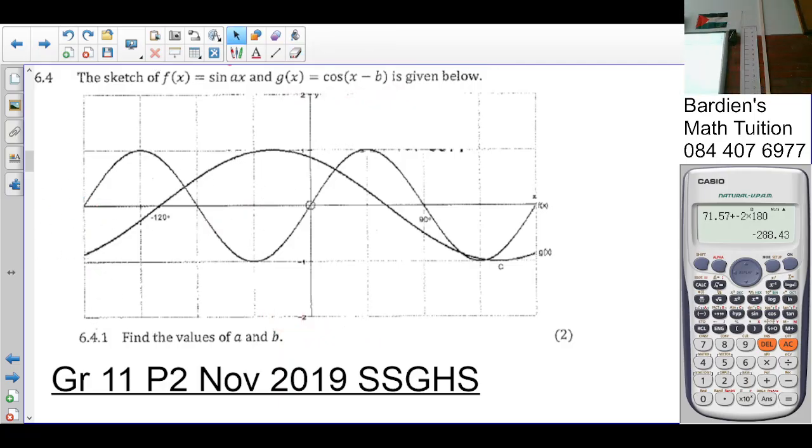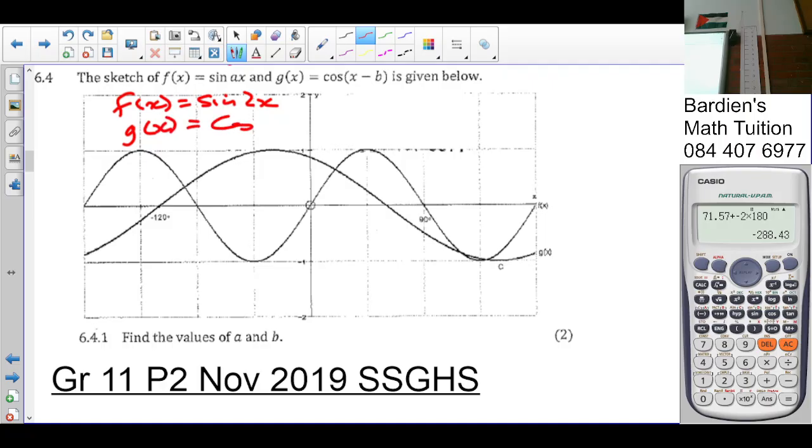So our equation now reads f of x is equal to sine 2x, whilst g of x is equal to cos of x plus 30. Okay.